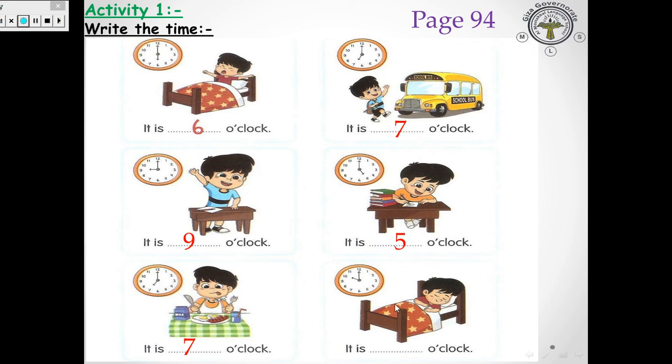Next example. Look here, this is an analog clock. The short hand is pointing to 10 and the long hand is pointing to 12. Hagar, what time is it? Excellent, it's 10 o'clock. This boy goes to sleep at 10 o'clock.